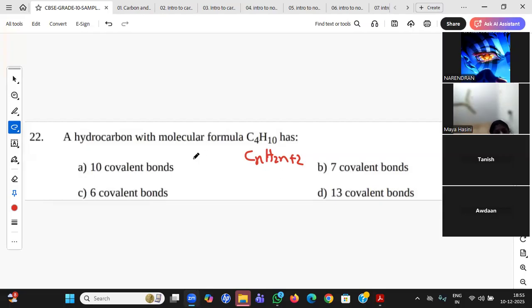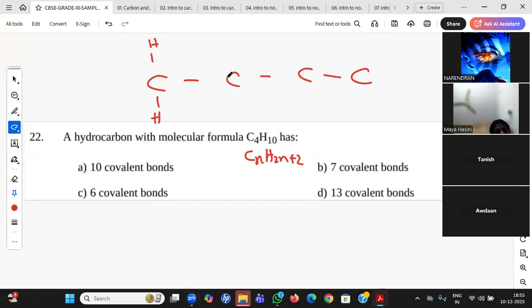CnH2n plus 2. So 4 carbons: 1, 2, 3, 4. As it is an alkane, only single bonds. But 10 hydrogens are there. Very good, Tanushree.